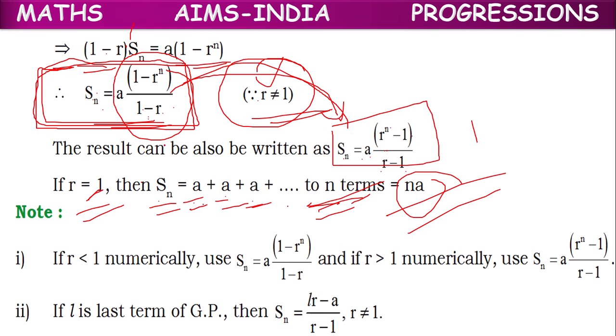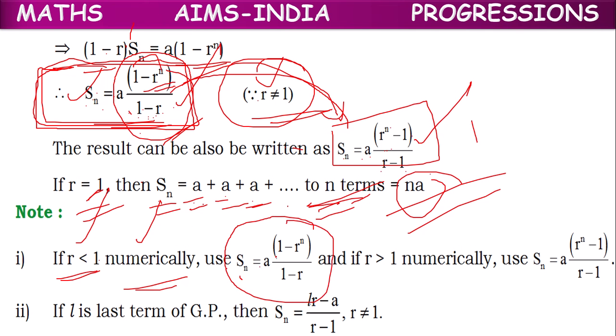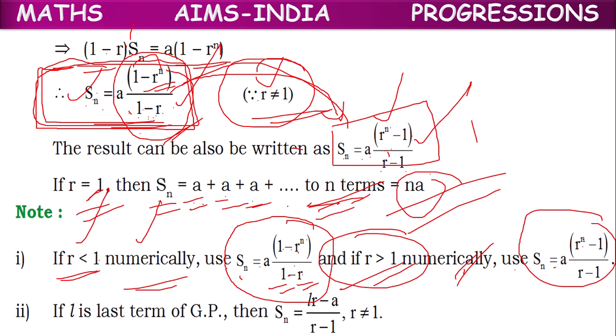But these two equations, when we should use this equation, when you should use the other equation, there is a slight difference. We can make use of this equation when the r value is less than 1. When r is less than 1, numerically, we can make use of this formula: Sn equal to a into 1 minus r power n by 1 minus r, because here r is less than 1, so 1 will come first. If r is greater than 1 numerically, then we have to make use of this formula: Sn equal to a into r power n minus 1 by r minus 1. r will come first.